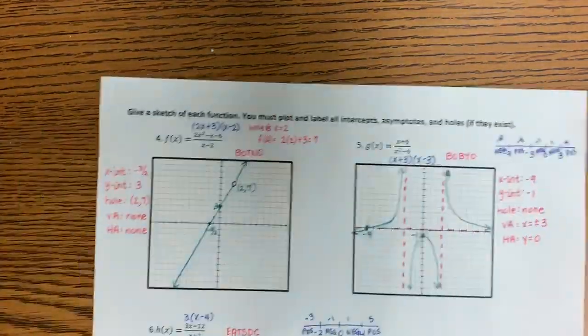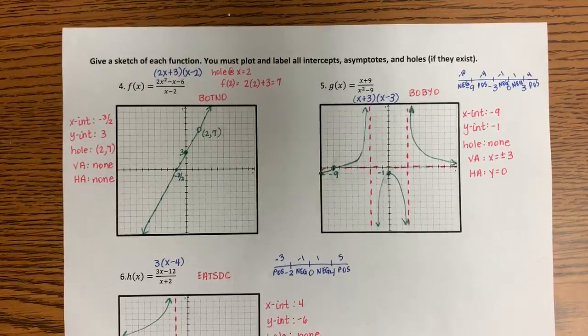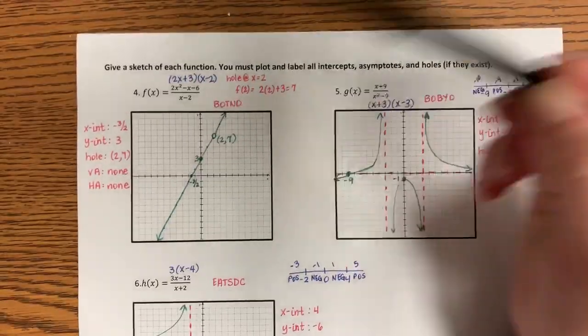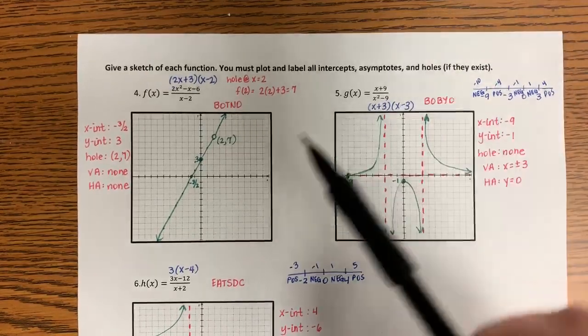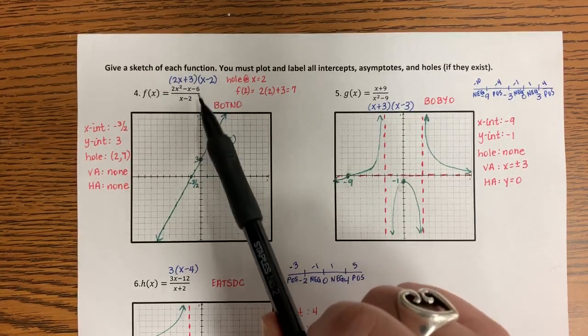Okay, on to the second page. Give a sketch of each function. You must plot and label all intercepts, asymptotes, and holes if they exist. And we are going to give you a space on the test, I believe, for you to just go ahead and list this information so you don't forget to do that. First thing you want to do is factor out any pieces you have.